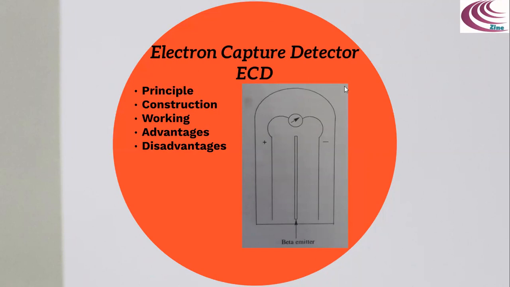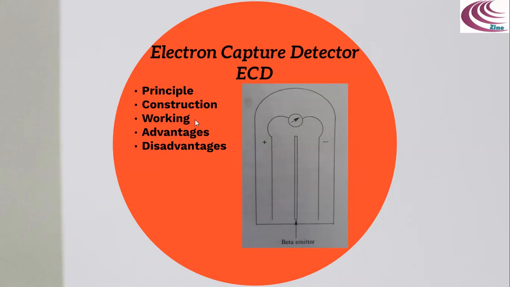As a part of construction, as you are observing in this diagram, an electron capture detector consists of a beta emitter, such as nickel or tritium adsorbed on a platinum or titanium foil. Two electrodes, a cathode and anode, are kept on either side of this beta emitter. Two electrodes are connected to an emitter in order to record the current produced in the circuit.